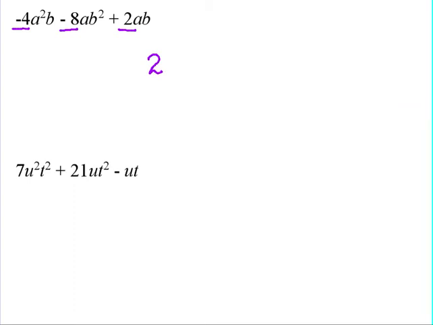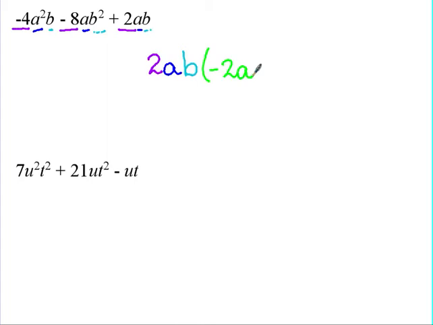Let's look at the next one. So I have an a squared, and an a, and an a. What is in common with all 3? An a. Very good. Let's look at the next one. B squared, b, b. Okay, so parentheses. Let's think about this. 2 times what gives me -4? -2. A times what gives me a squared? A.